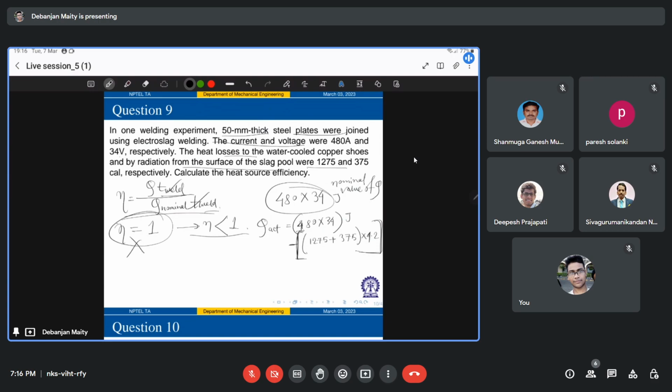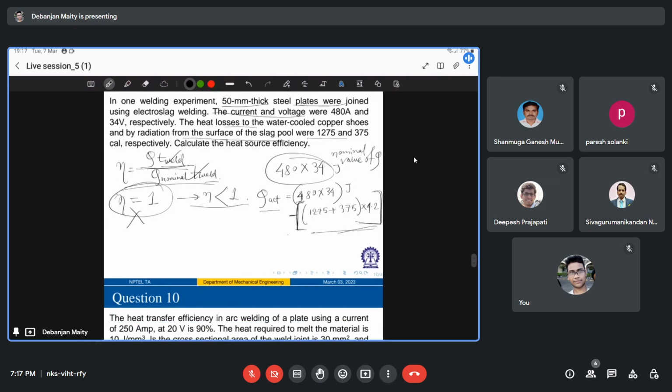This is very simple. You have your Q actual value, which is actually transferring to the workpiece, subtracting this convection and radiation heat loss, and then you have your nominal value, and you find out the efficiency. There is nothing trickier as such. Okay, we'll move to the next question.